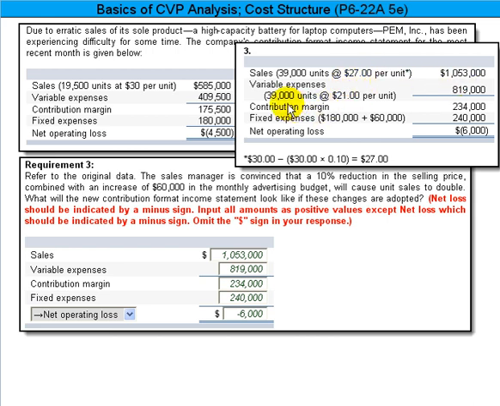The variable expenses would be 39,000 units times $21, or 819,000, leaving us 234,000 of a contribution margin. And the fixed cost would be the 180,000 plus the additional 60,000 of the advertising budget. So 234,000 less 240,000 leaves us a net operating loss of 6,000. And you see those numbers dropped in right there.